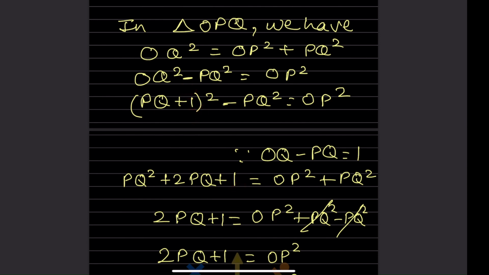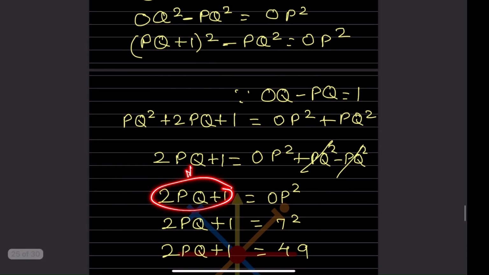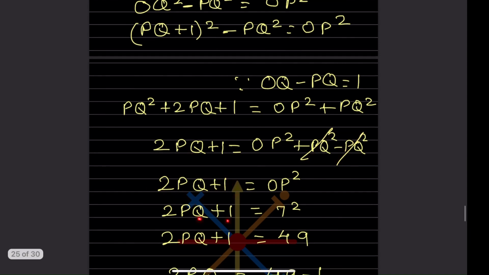So now what will you do? This minus PQ, you are going to take on the other side. So here you will write your OP square, and this is going to be plus. This PQ square, you will take on the right hand side, so minus PQ square. Here this is going to be the same, 2PQ plus 1, and this PQ square and this get cancelled, so that is going to be OP square. So OP square equals 2PQ plus 1.